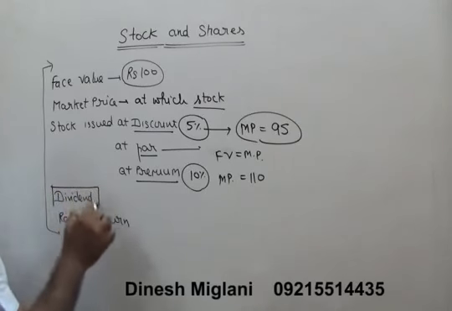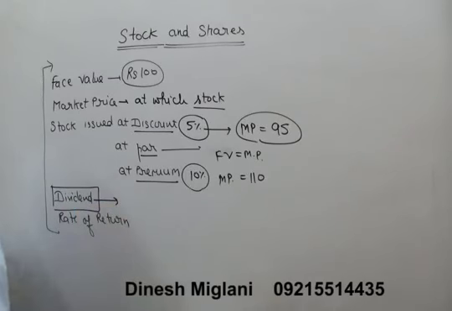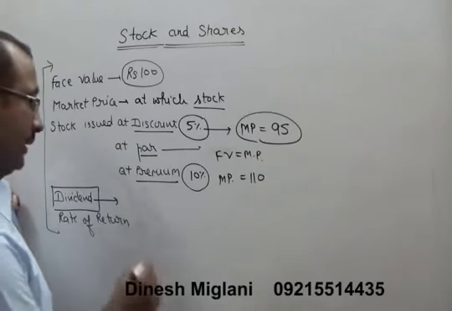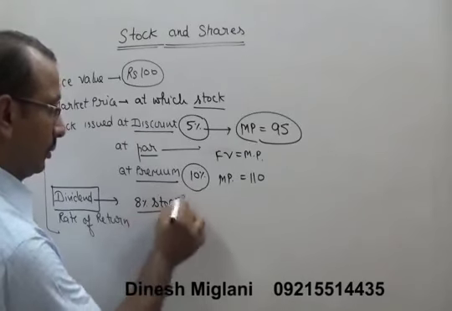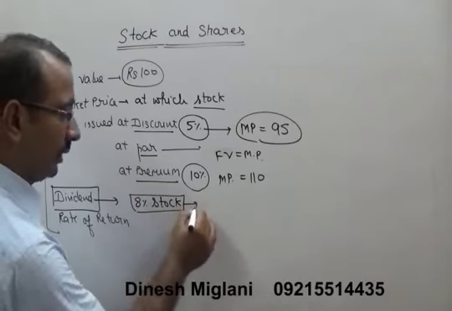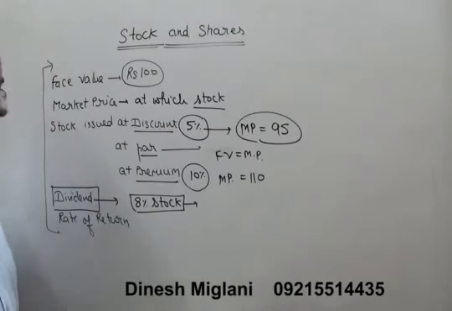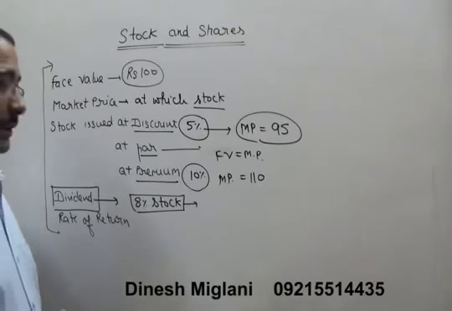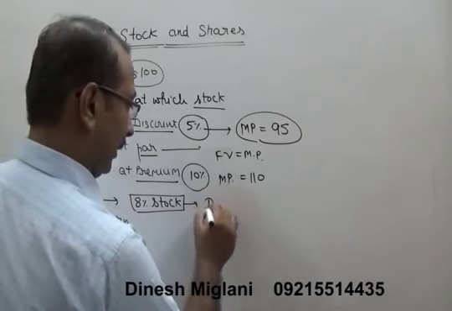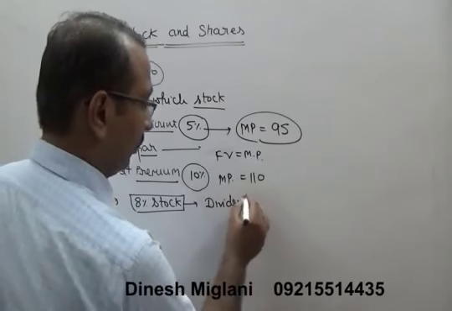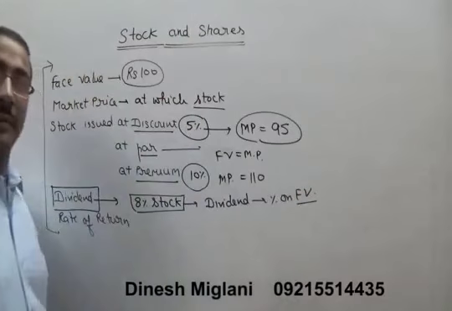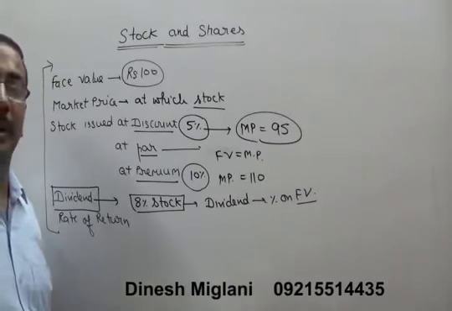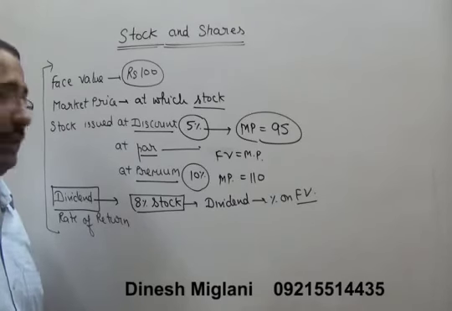Then we have the dividend. In any question of stock and shares, it is specified in the question that, suppose I say a person buys 8% stock. It means that 8% is the rate of dividend. And the most important thing that we have to understand in this chapter is dividend is always given on face value. Dividend is always a percentage on face value. Right? For giving the dividend, the company is nowhere concerned with the market price. The company is primarily concerned with the face value.